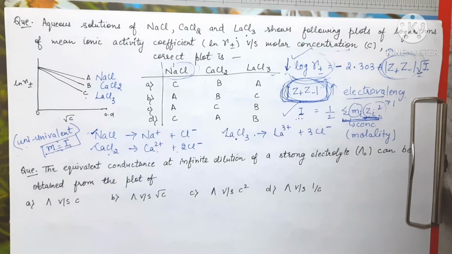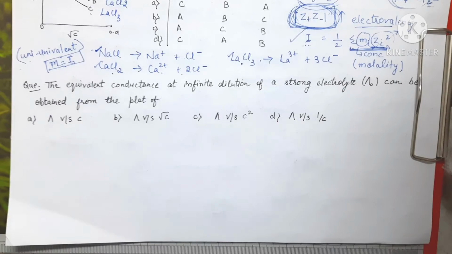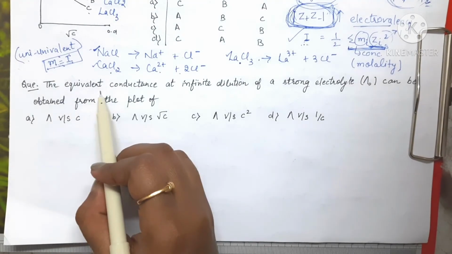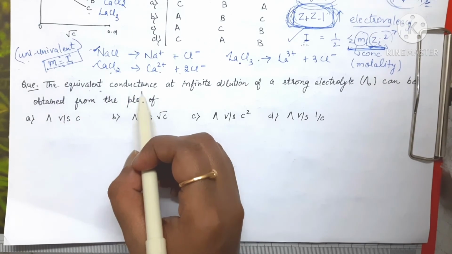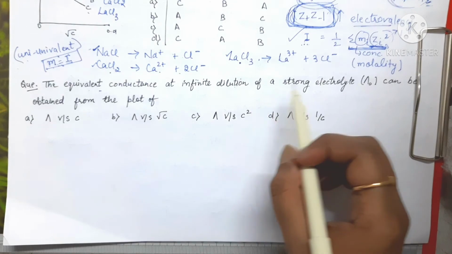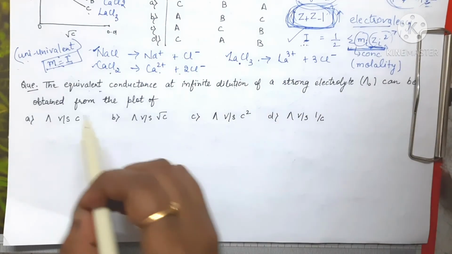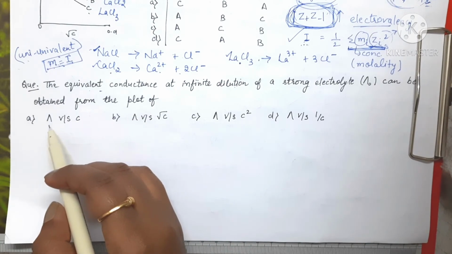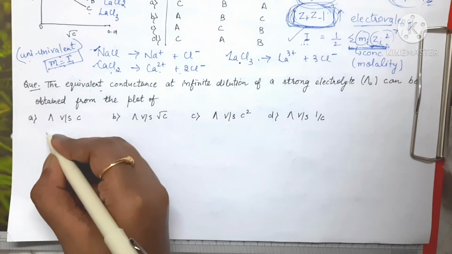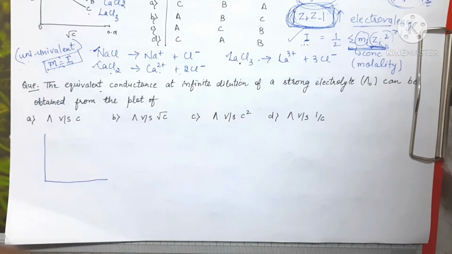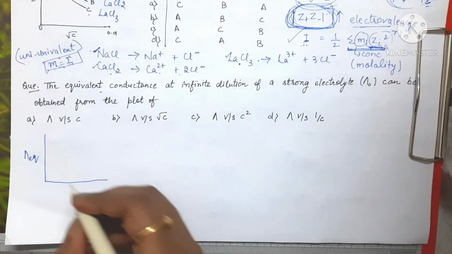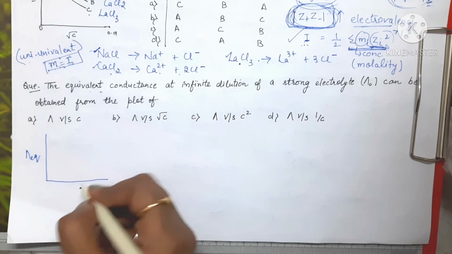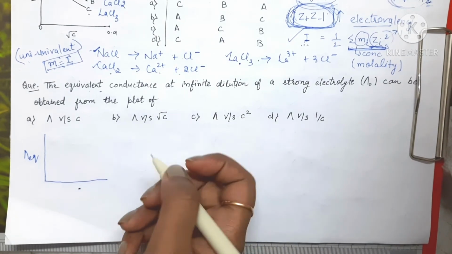Now we'll move on to the second question. The second question says that the equivalent conductance at infinite dilution of a strong electrolyte, lambda naught, can be obtained from the plot of. So basically here lambda is representing the equivalent conductance, right? So basically what we have to find out is the relation between lambda EQ and C, or maybe root of C or C square, that we have to locate.